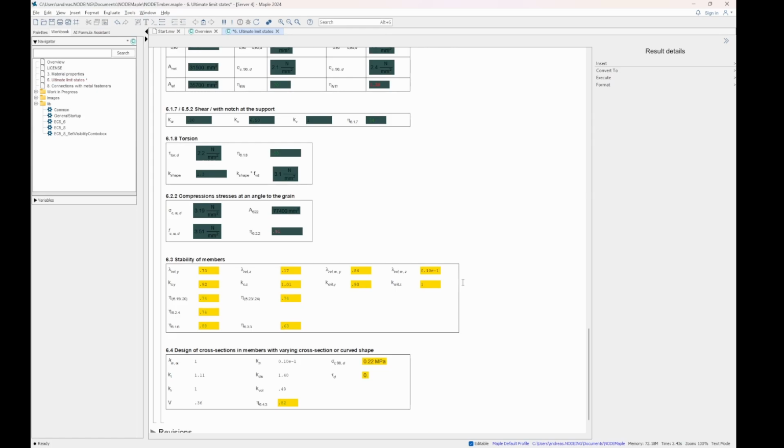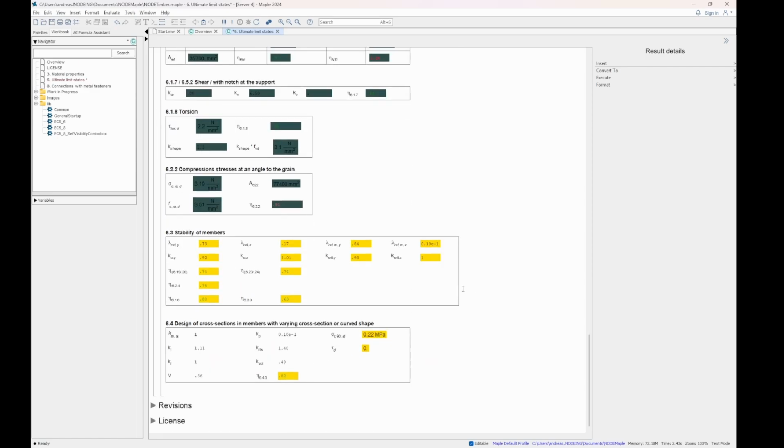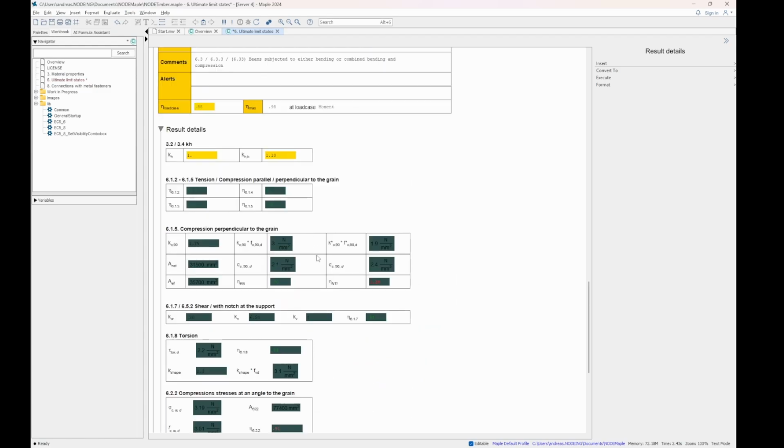So the result details are shown here, and we also have design of cross-section members with varying cross-section or curved shape. So all the checks here are not gray anymore, but they are going to be checked. We have the 6.43 with an utilization of 82%. But of course the section is also checked with the lateral torsional buckling, and the highest amount of the checks is going to be used, which is 0.88.